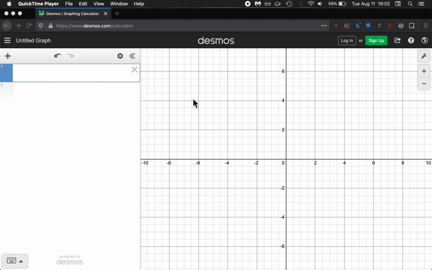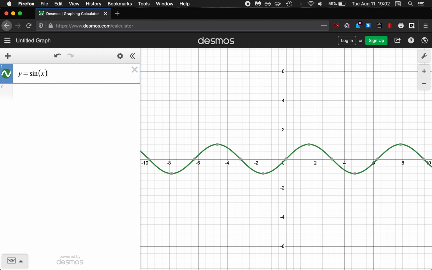So our next family of functions are the trig functions. Let's start off with a nice y equals sine of x. So this is a nice periodic waveform, and the sine function has the property that, first of all, sine of 0 is 0. That's a handy thing to remember.